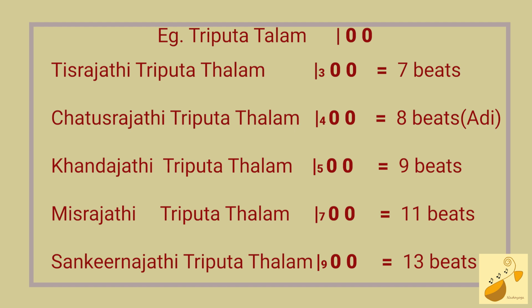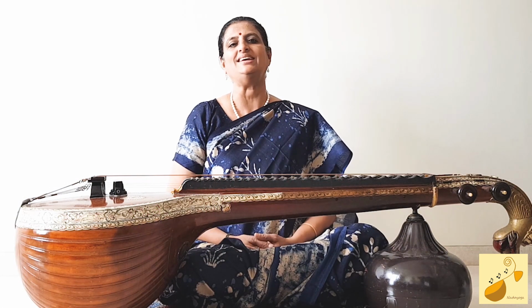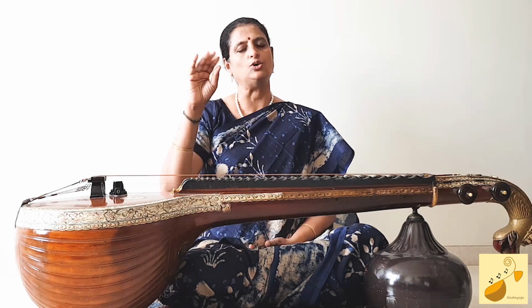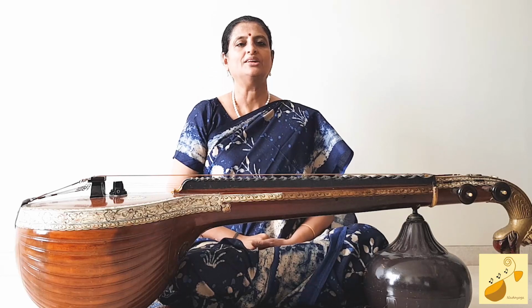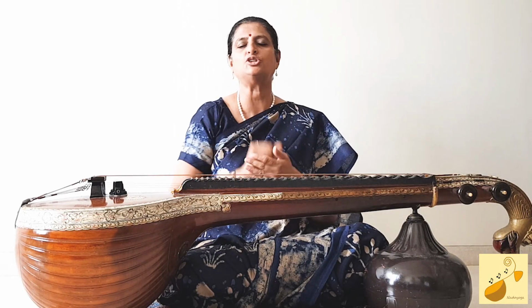So Triputa Talam alone has got now 5 variations. So I told you the Sapta Tala Alankaras are 7 in number, each one of them having 5 variations will make it 7 into 5, 35 talas in the system. Now the second variation in the tala system is called the gati or the nadai. Now what is it? The jati was the counting of the lagu. Now gati is the number of notes per beat of a talam.